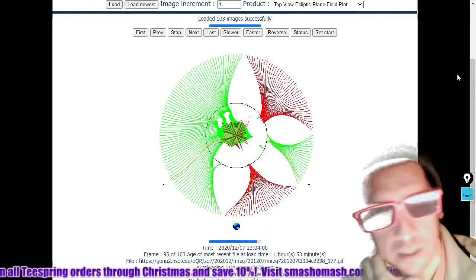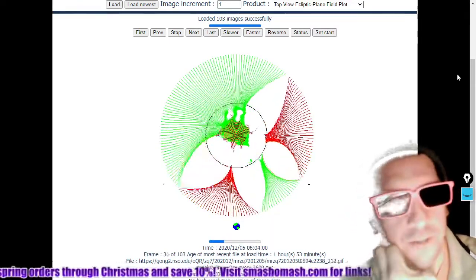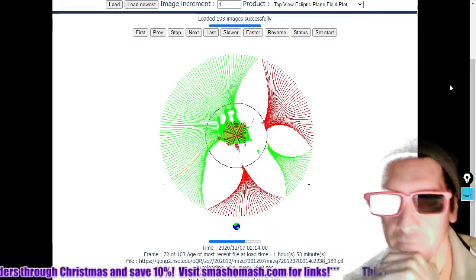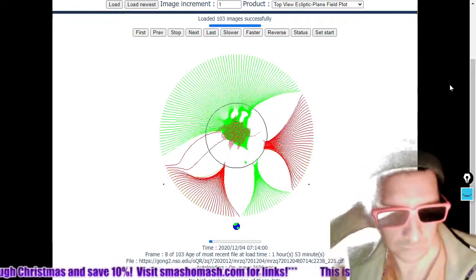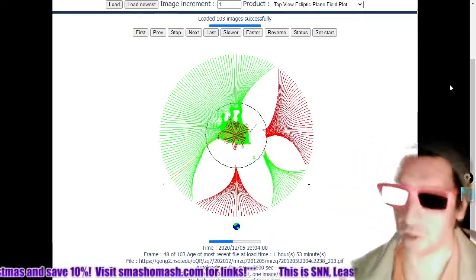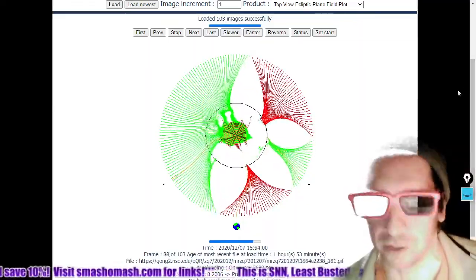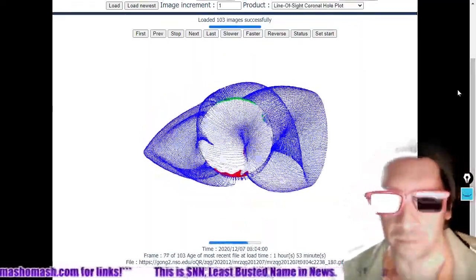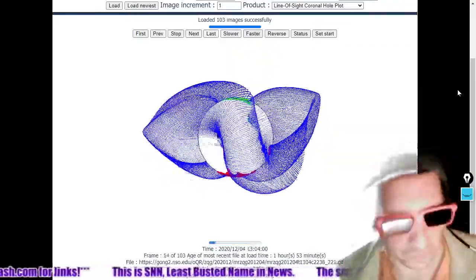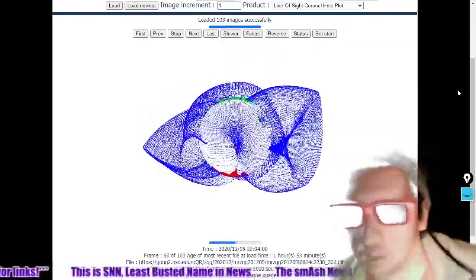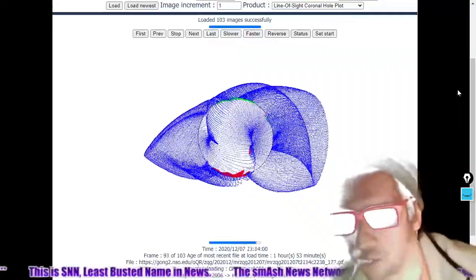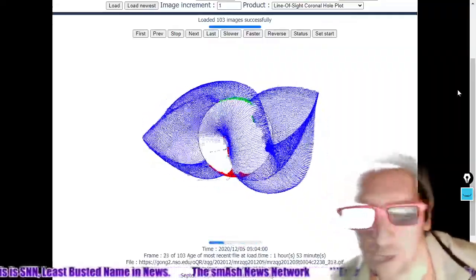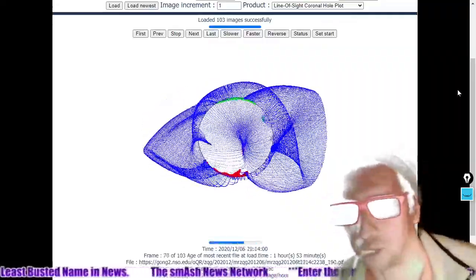So most of the activity on the sun right now is in the southern hemisphere. And the south solar polar field showing some signs of strength. Here's a line of sight coronal hole field plot. And this shows you the sun's B field in blue. It shows you south pole oriented coronal holes in red and north pole oriented coronal holes in green.